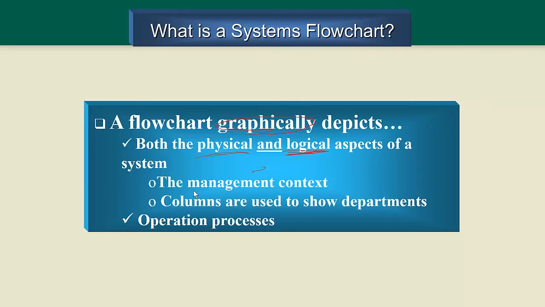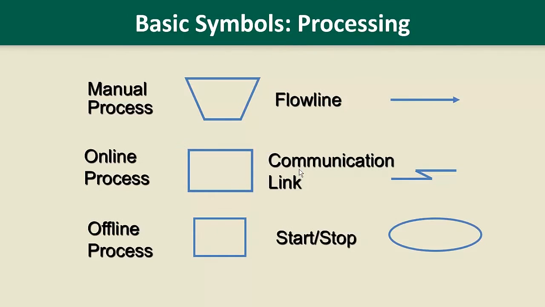Also in the flowchart, it can show management structure, context, the different departments involved, for example. And it can include operation processes, like delivery of goods, for example. So it's very versatile and very useful in accounting. First, we'll review the basic symbols used in flowcharts. There aren't that many, just a handful. We'll go through maybe a few more that aren't included in this particular session, but these are the basic ones, the main ones you'll need.